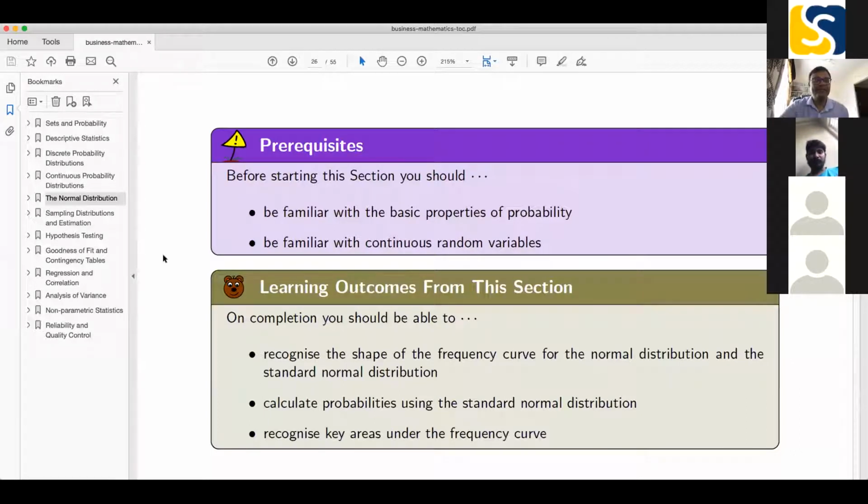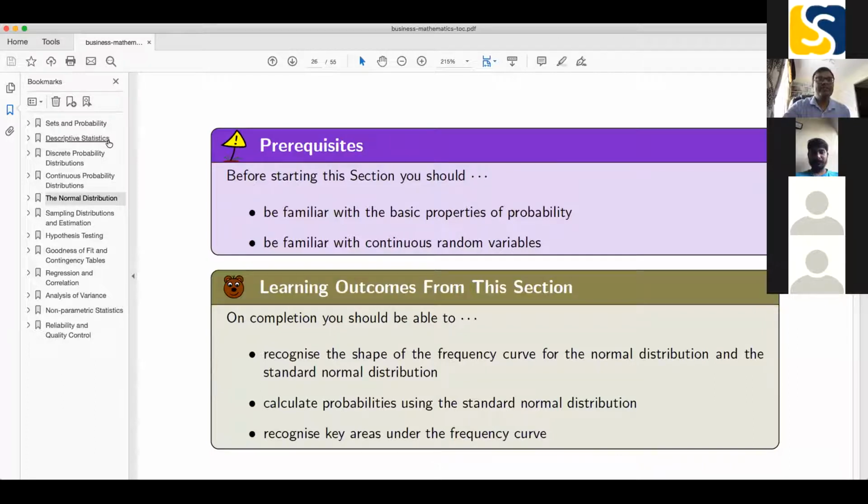Can I ask a question to you guys? Have you already learned all these topics somewhere at school? Can somebody give me a reply in the chat room? There is sets and probability. Most likely you guys have, yes. Okay, so you have studied sets and probability. Can you guys see all the topics here? If it is legible, can you type the topics, sets and probability and descriptive statistics?